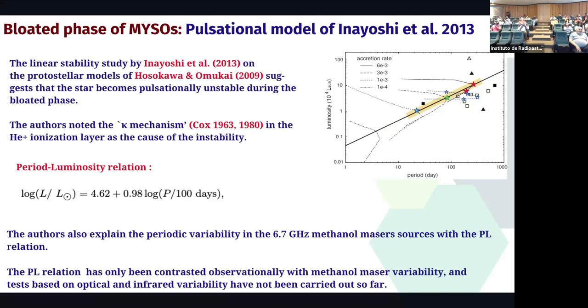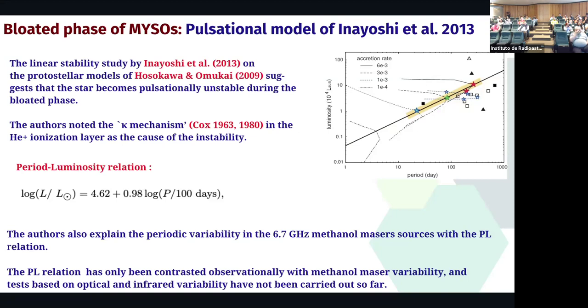and the models of Hosokawa et al. And you can see here that the stability strip is only shown for accretion rates of 10 to the power minus 3 or greater, because in their work they found that although the models become unstable for accretion rates less than 10 to the power minus 3 solar mass per year, the perturbations take too much time to grow, so they do not get stellar pulsation at accretion rates less than 10 to the power minus 3 solar mass per year. So they explained the periodic variability found in the maser sources with this PL relation.